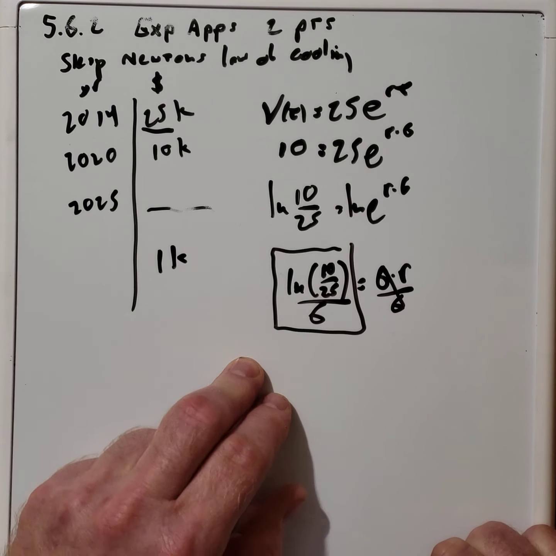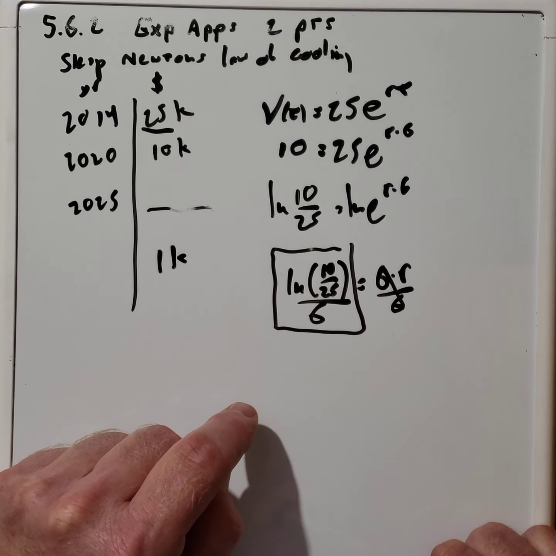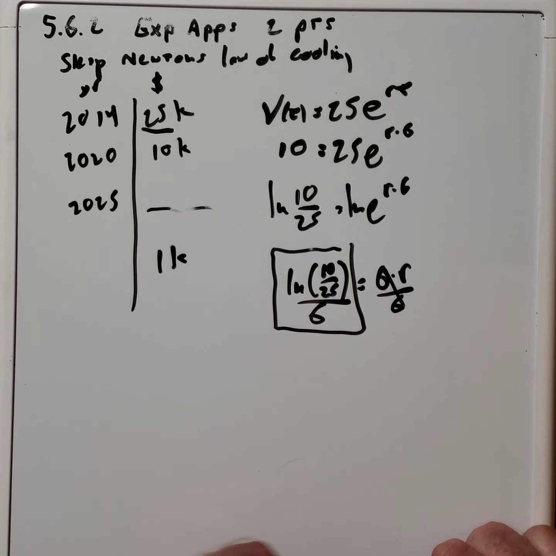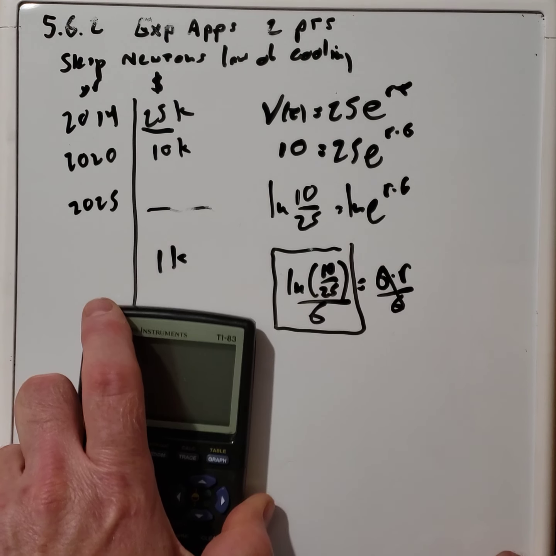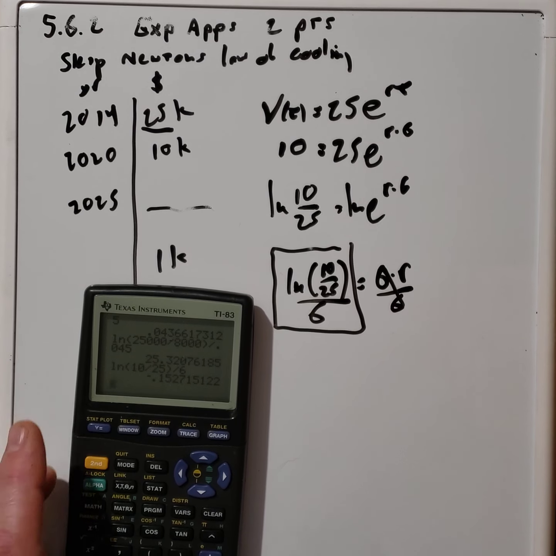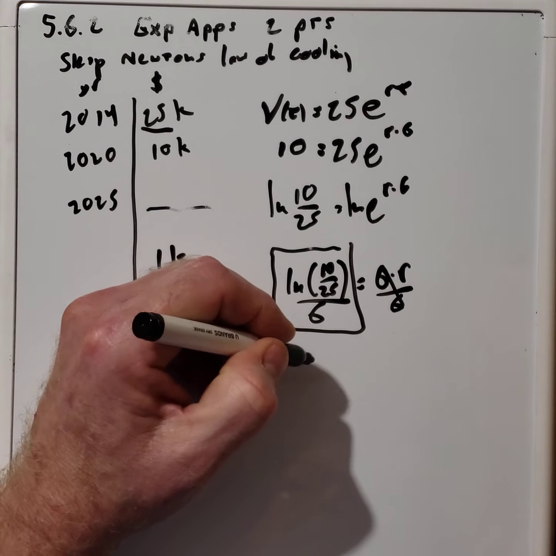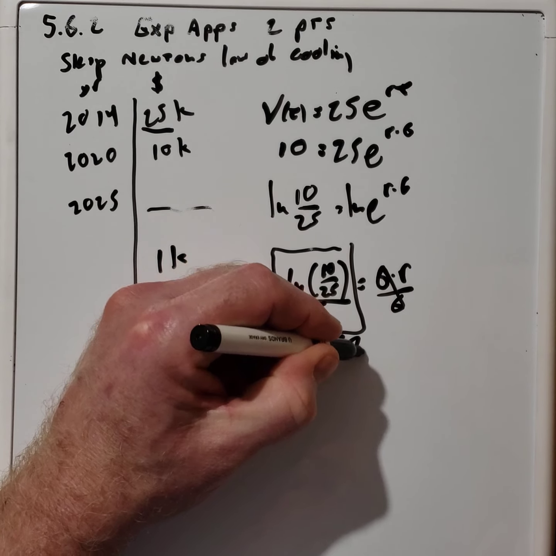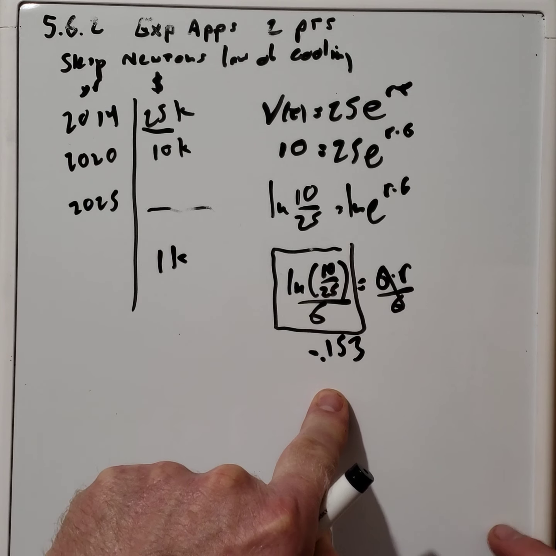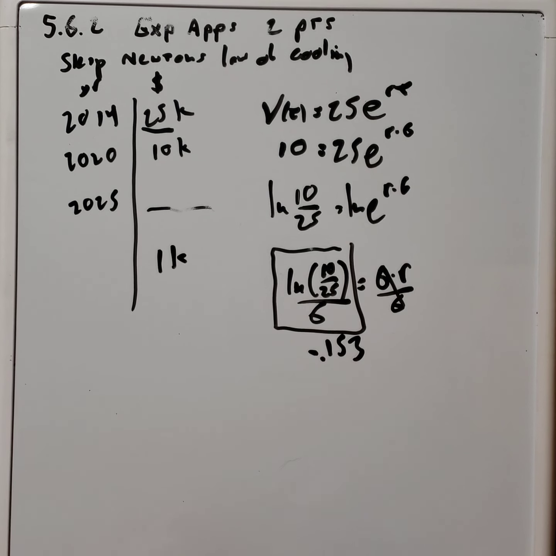Now remember, there's a shortcut for that. It's just going to be the natural log of new value over original value divided by the time period, so the 6 years that have passed. And we can pop that in the calculator real quick. Natural log of 10 divided by 25. Don't forget to close the parentheses, and then divide that by 6. And we get negative 0.153. Right? That's consistent with what we looked at before. If we get a negative rate, that means it's a decrease, and that's what happened here.